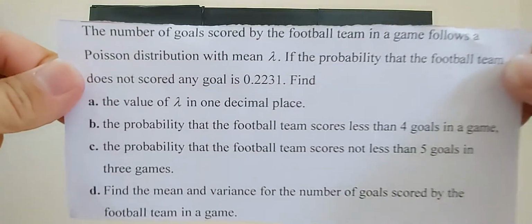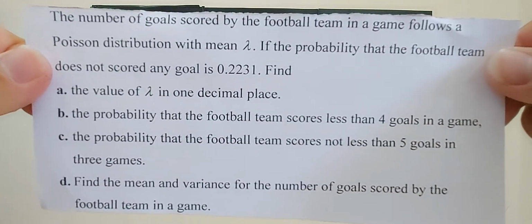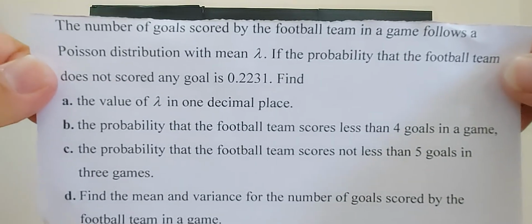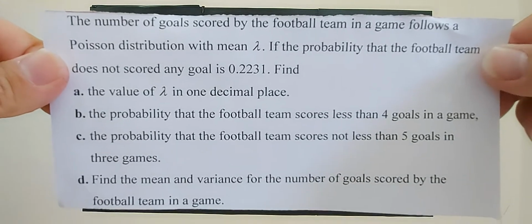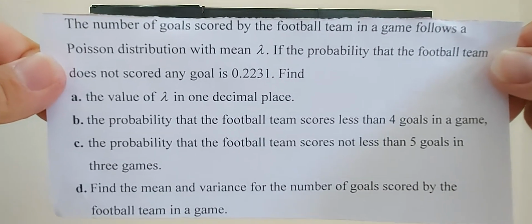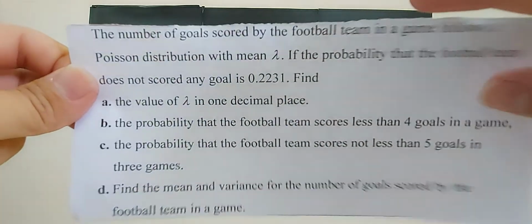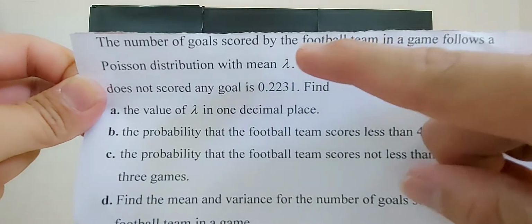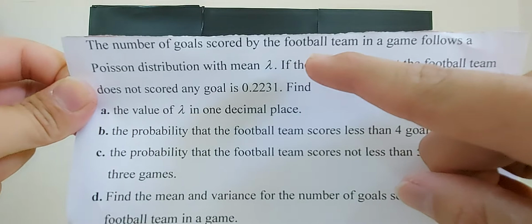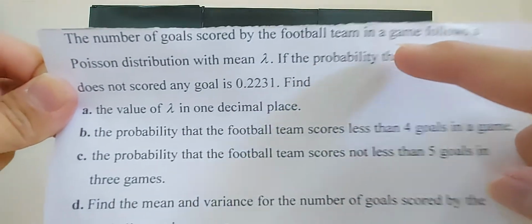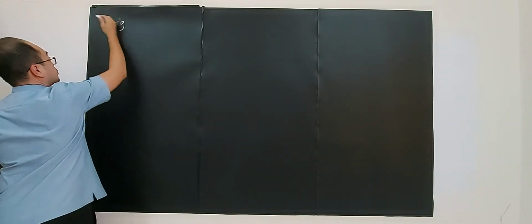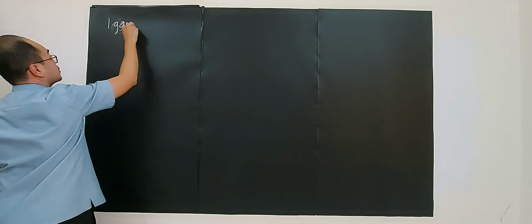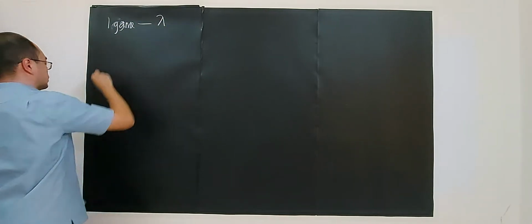Hello, let's look at this question. It's a probability question involving the Poisson distribution. The number of goals scored by the football team in a game follows a Poisson distribution with mean lambda. So in one game, the mean is lambda.